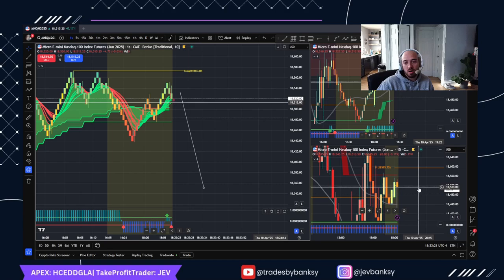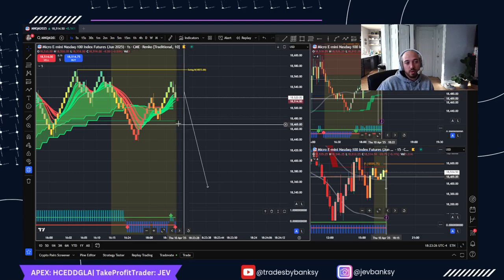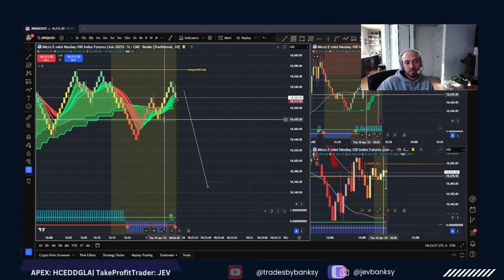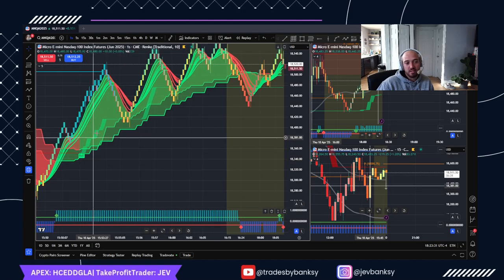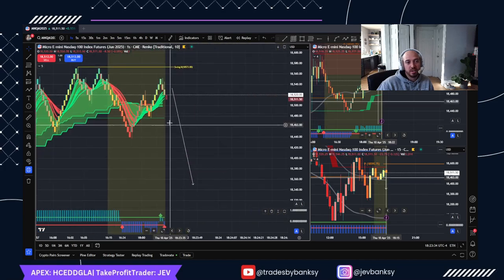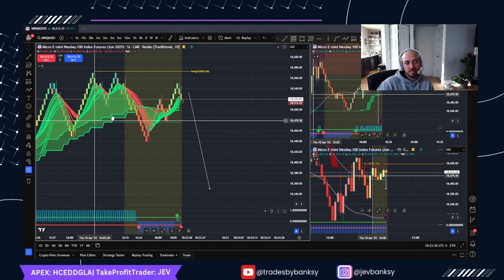Now, what am I waiting for? What I'll possibly see is this ribbon turn red. So see a bear sign like this, or a bull sign where it turns green. Look for a bear sign and turn red. Wait for both step MAs to be red.